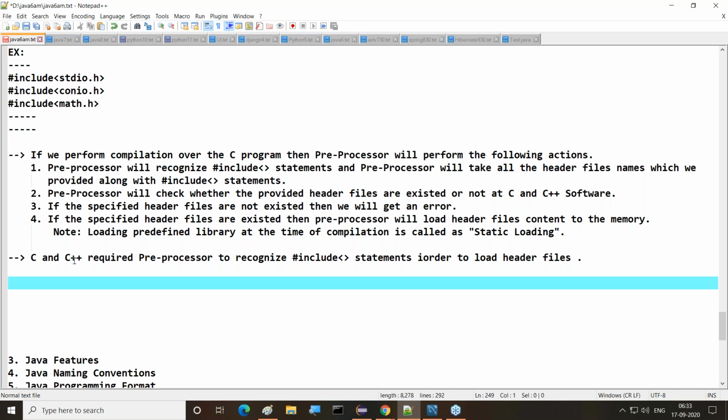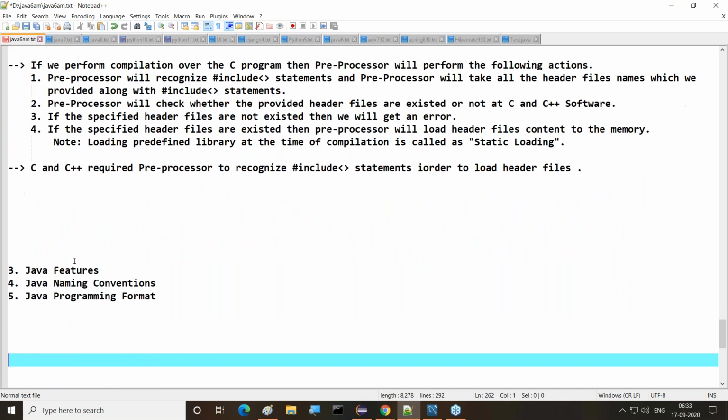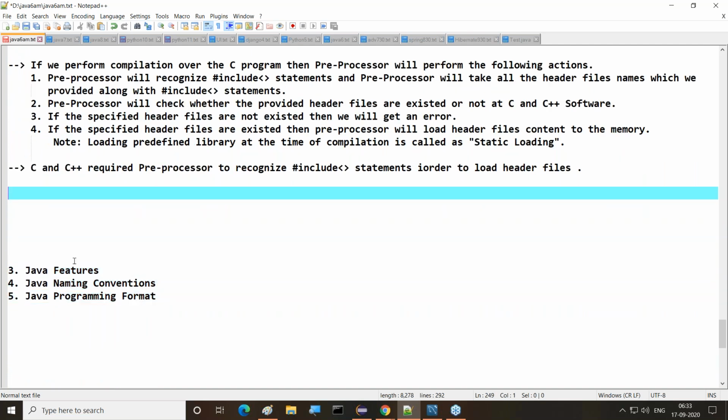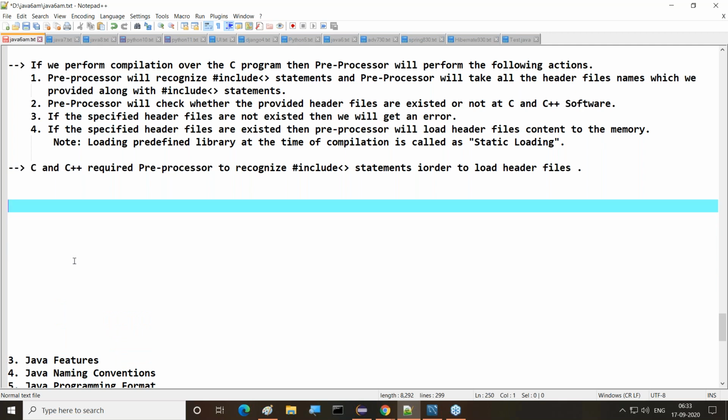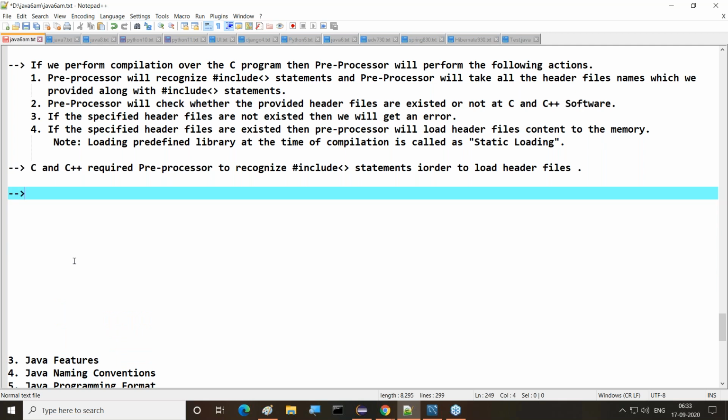That's good. That's fine. After understanding why the preprocessor is required in C and C++, similarly, we have to understand why the preprocessor is not required in Java. What is the problem in Java? Why is the preprocessor not required in Java? Then I'll give clarity, so try to understand it now.